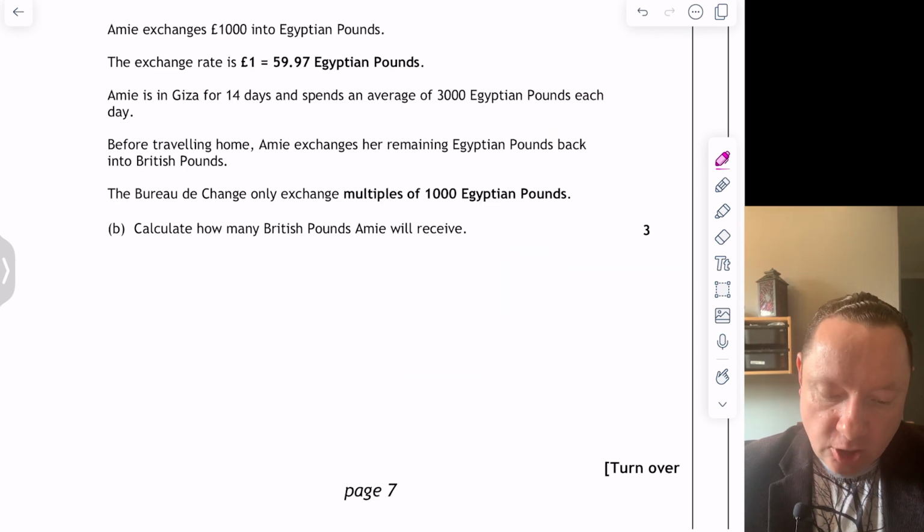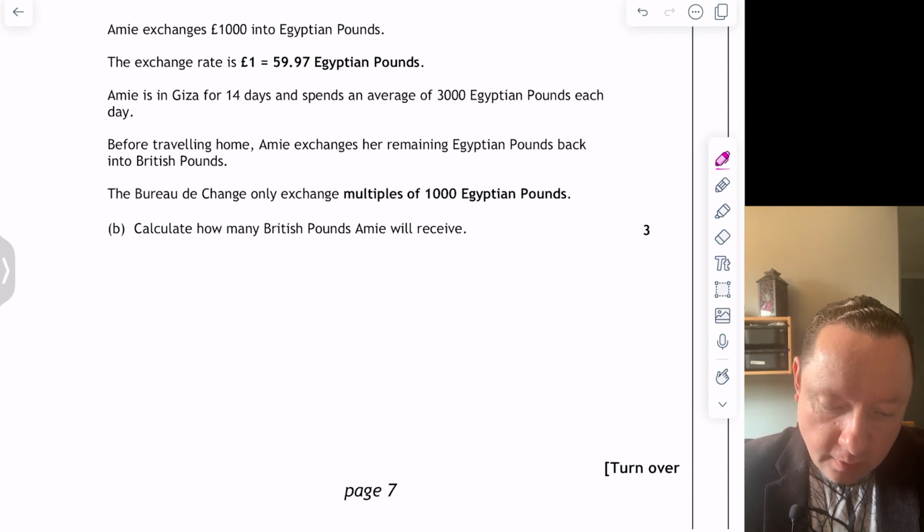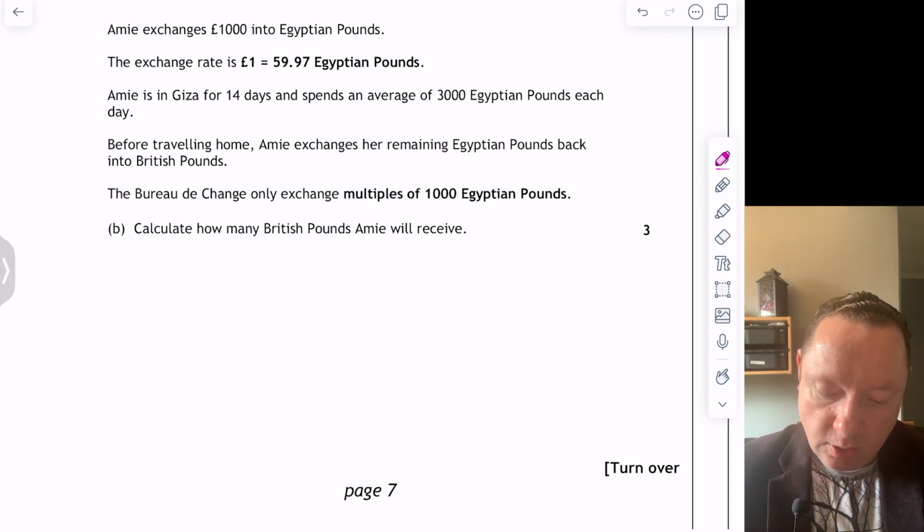Foreign exchange. Amy exchanged £1,000 to Egyptian pounds, and the exchange rate is £1 is 59.97 Egyptian. Amy is in Giza for 14 days and spends an average of 3,000 Egyptian pounds. Before transfer, she changes it back to British pounds, but they won't accept multiples of 1,000. How many does she receive?